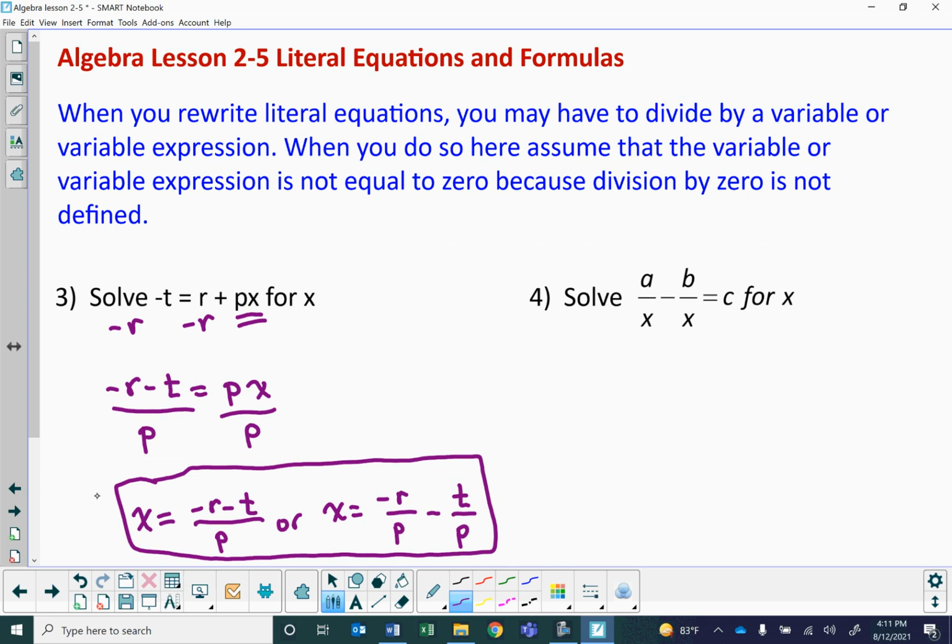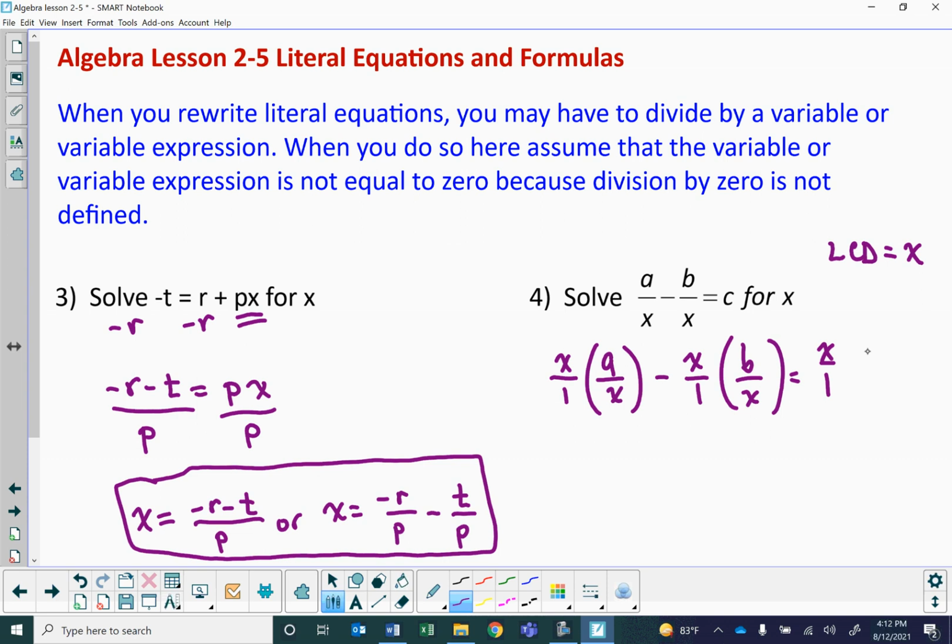Just like as if it was a over 2 and b over 4, we're going to find a least common denominator, which in this case happens to be x. So I'm going to multiply everything by x. So I'm going to have x over 1 times a over x minus x over 1 times b over x will equal x over 1 times c over 1. Doing that, these x's cancel out. That leaves me with a. These x's cancel out. That leaves me with minus b. And that equals x times c.